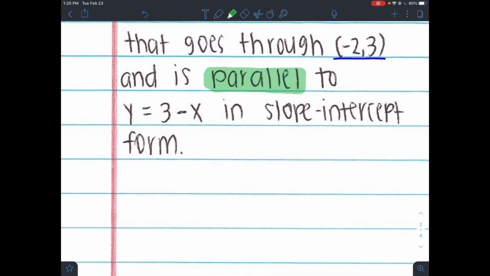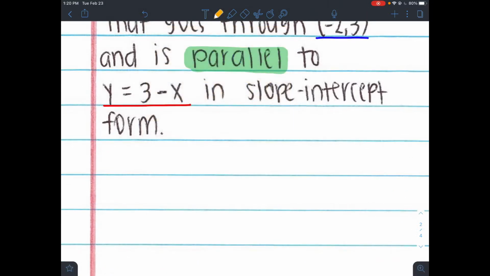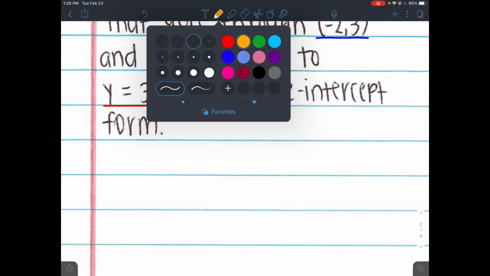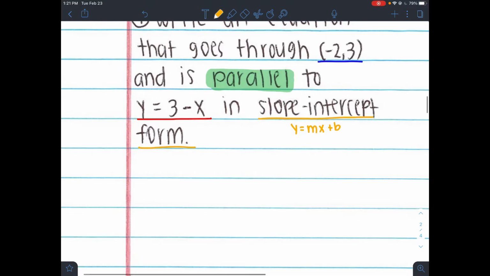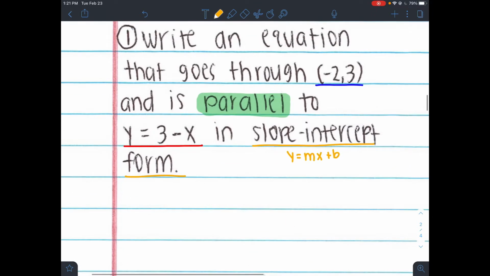Okay, so we have a point, and then they're giving us an equation, y equals 3 minus x, and we want to write our final answer in slope-intercept form. I'll use yellow. In slope-intercept form, so y equals mx plus b. Now obviously if they don't give us enough information and all we have is a point and a slope, we're going to start in point-slope form, which is why we learned Unit 3 before we learned Unit 4. So we wanted to go through the point -2, 3 and parallel to y equals 3 minus x.